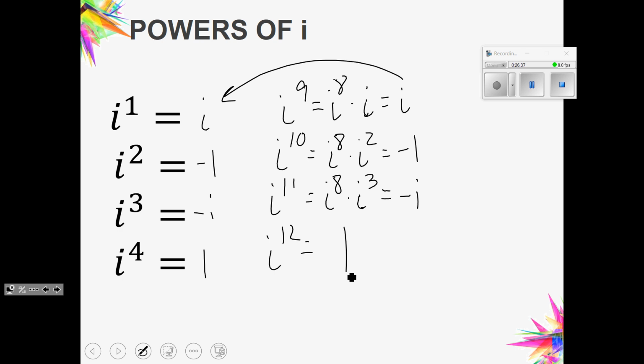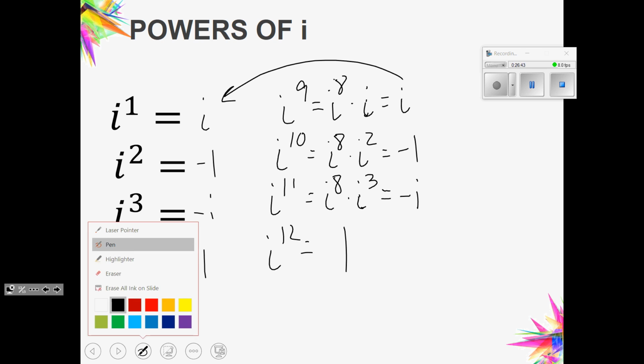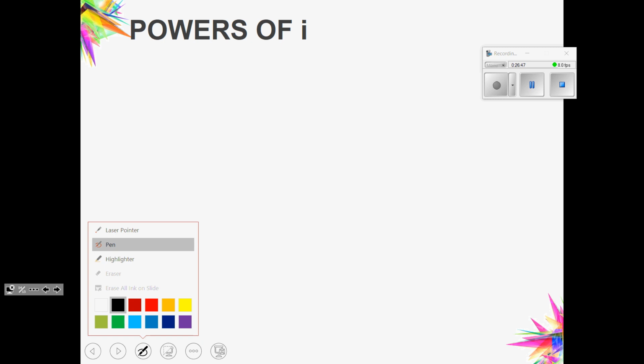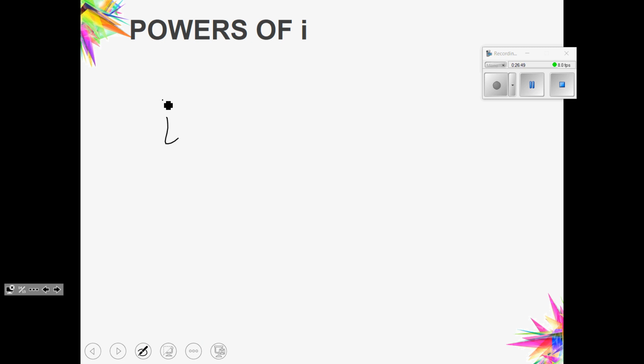I think I just want to give you a couple on here. So let's talk about i to the 33rd. What's the highest multiple of 4? Because any multiple of 4 is going to be equal to 1. So i to the 32nd, and how many is left over? 1, so that's equal to i.